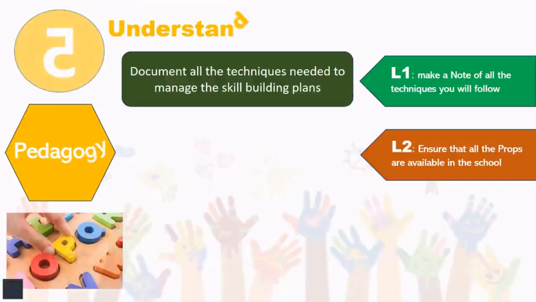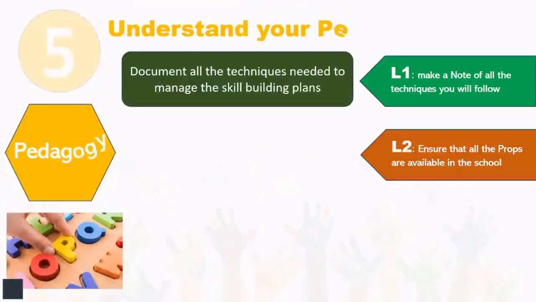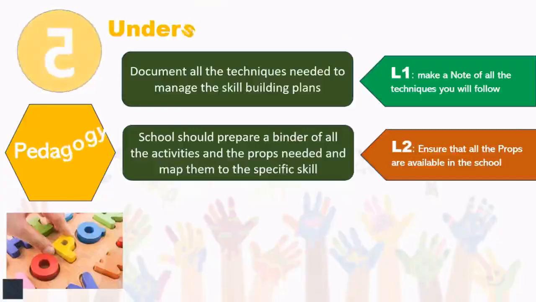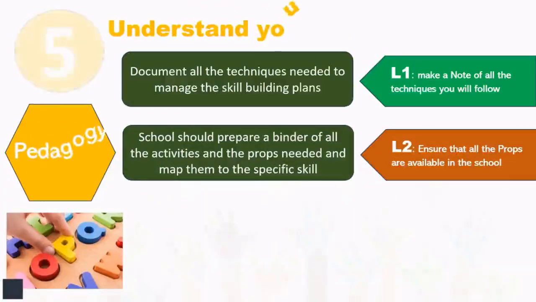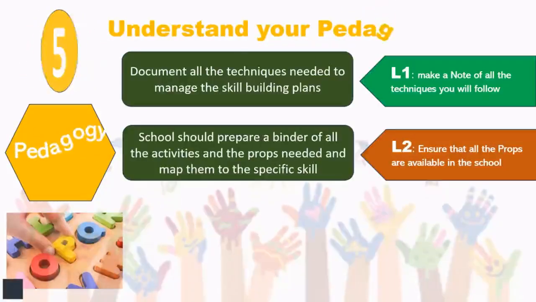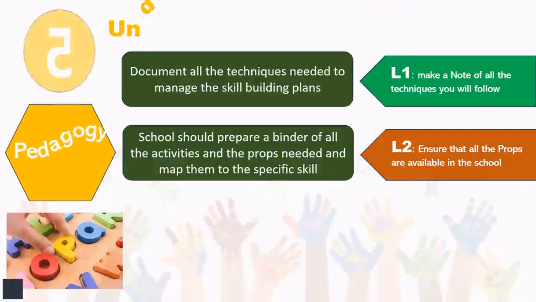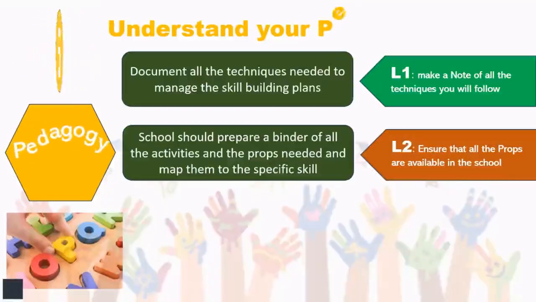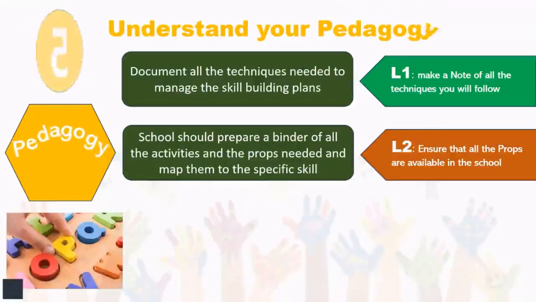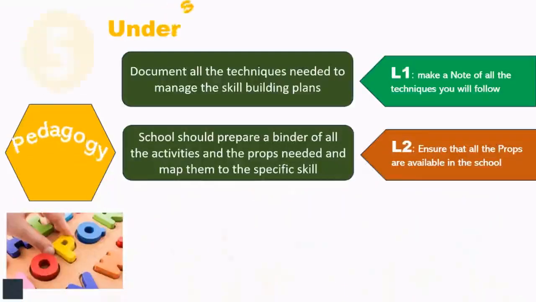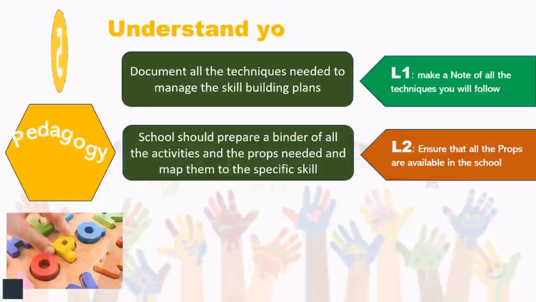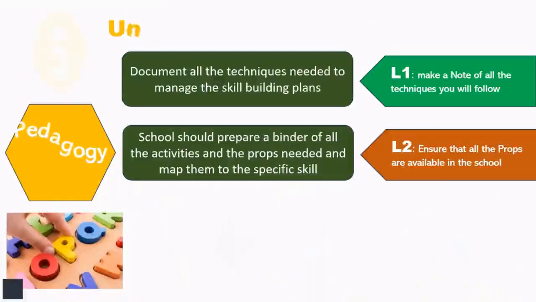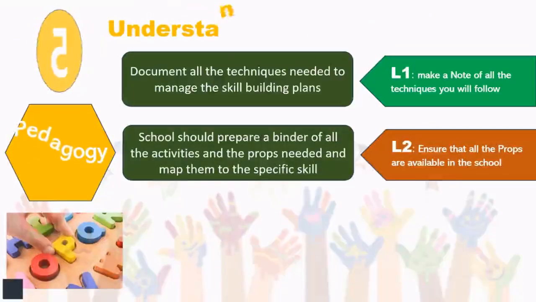So while we make the plans, we have to ensure that skill-wise, activity-wise, all the props are available to me in the school while we take up the next skill building session in the classroom. If it is not available, at least we get a chance to make sure we gather everything, and if it is still not available, then at least we have some alternatives. If that is not available, we may change the technique altogether. So that's very, very important under step number 5, which we call pedagogy or technique of teaching.